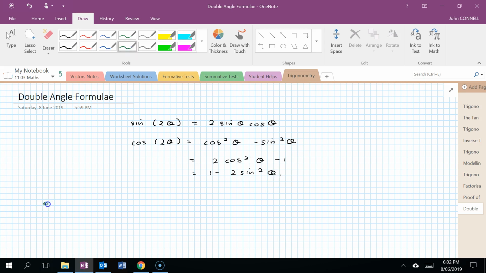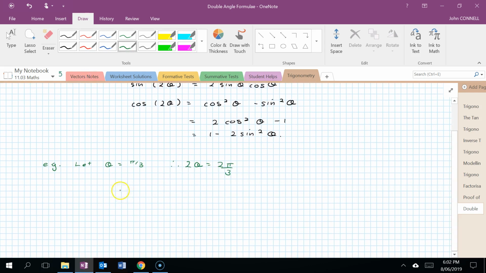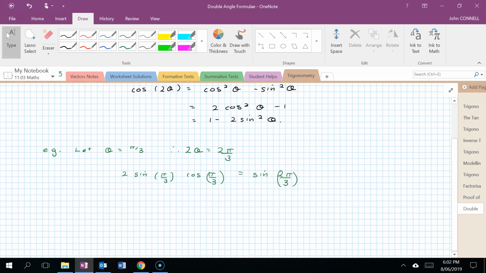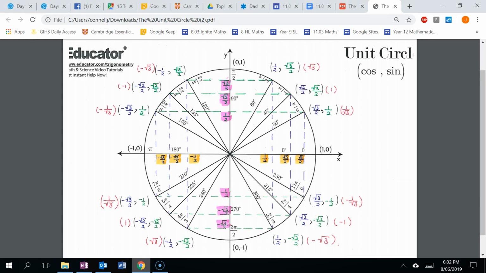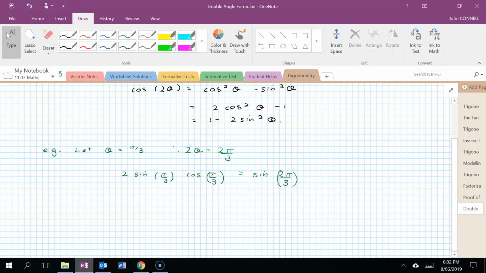If we say theta equals pi on 3, therefore 2 theta is 2 pi on 3. If I look at 2 sine pi on 3 cos pi on 3, what we're saying is that that will equal sine of 2 pi on 3. Now, if I just jump across my unit circle, pi on 3 is up top right, so sine is root 3 on 2, and cos is a half, so this will be 2 times root 3 on 2 times by half.